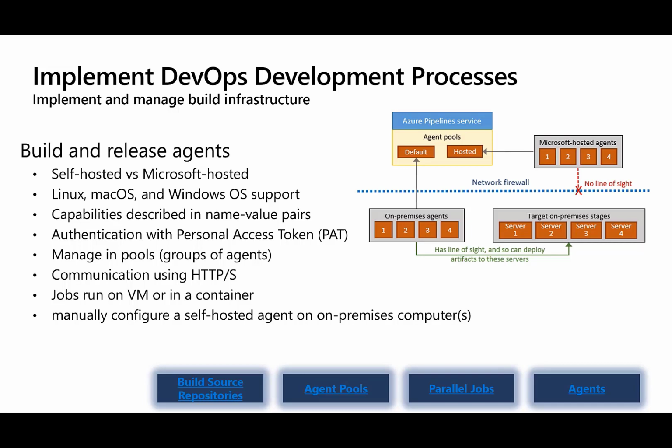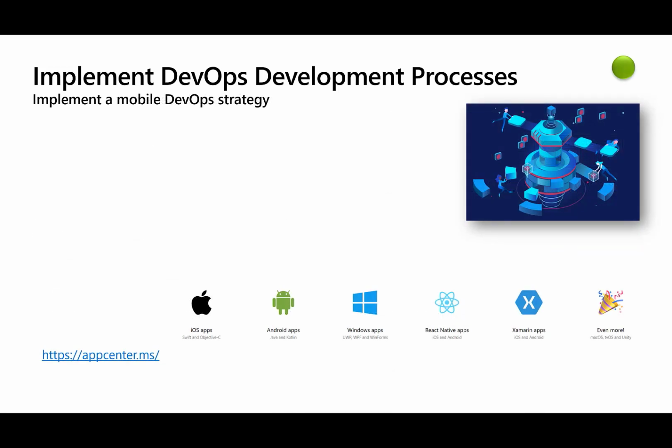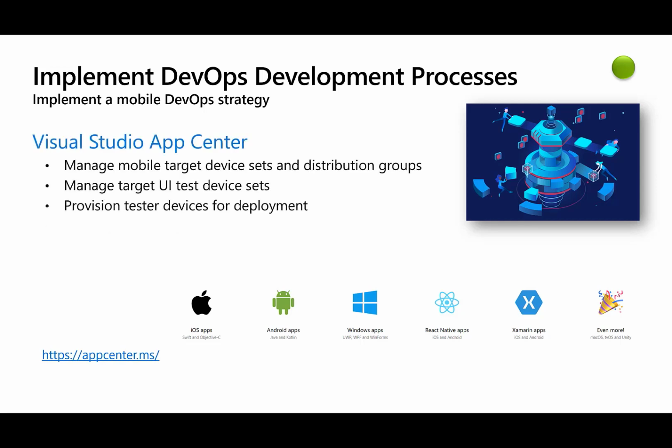One last topic in this exam objective is mobile DevOps strategy. What is mobile DevOps strategy? It's where you need to know the details about App Center. Now, App Center is described as a next generation HockeyApp or CodePush, typically known by developers, not always by sysadmins or overall DevOps engineers.